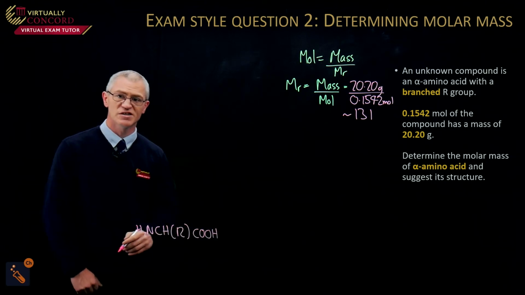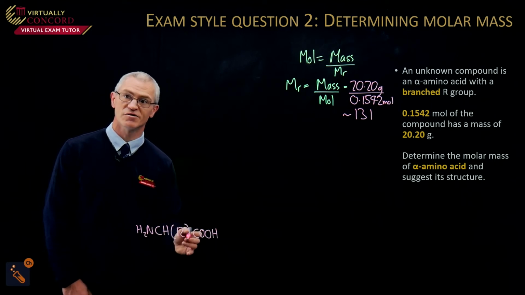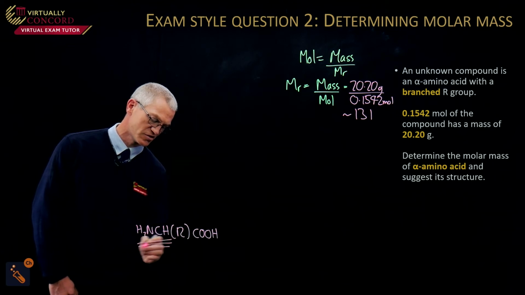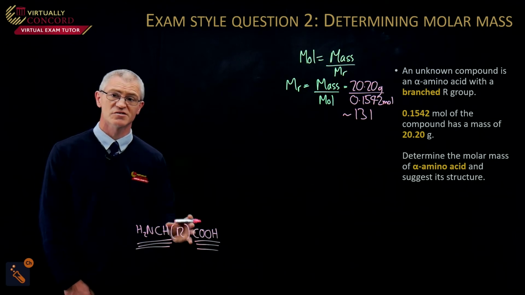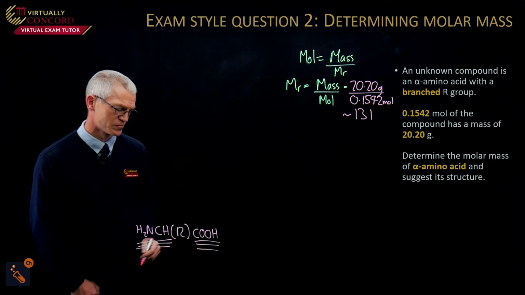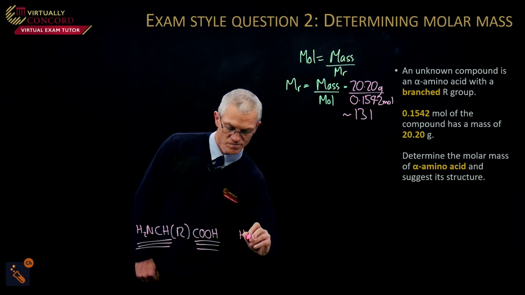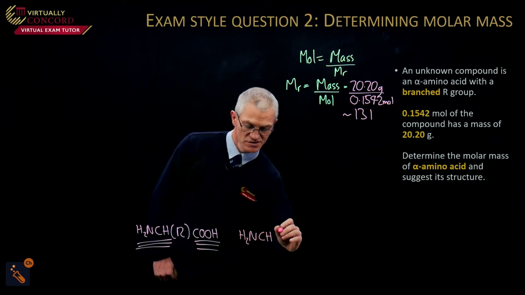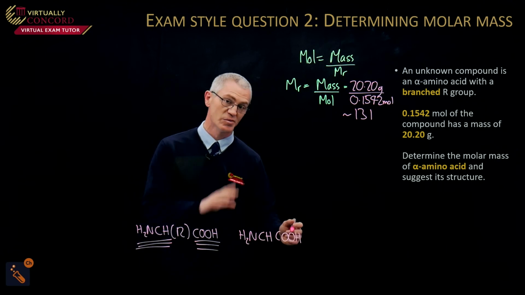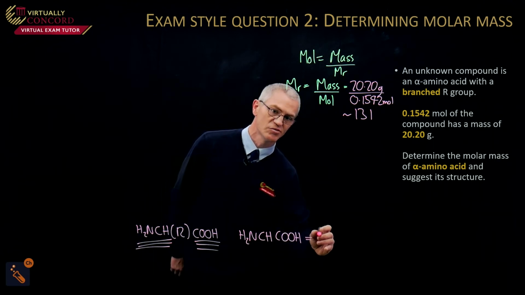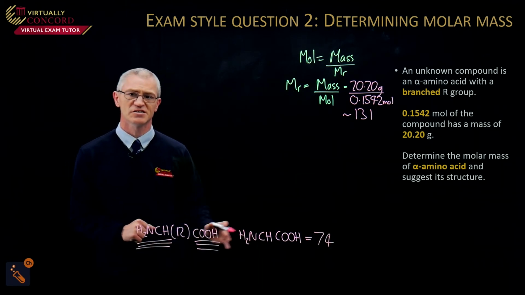COOH. So here's the really, really important thing. I want to know what the R is. If I can find out what the molecular mass of that section is, whatever remains will be the molecular mass of the R. So what I can do is just work that out. NH2, CH, COOH, if you put it into a calculator, which hopefully you are doing now, remember you can pause this, is going to be equal to 74.